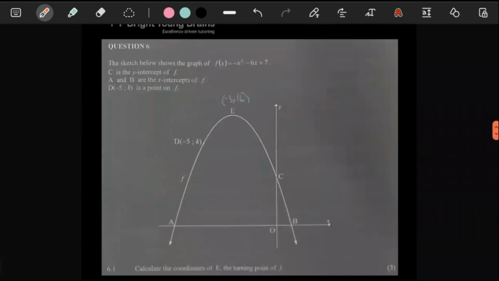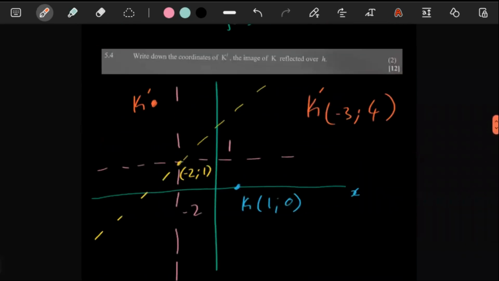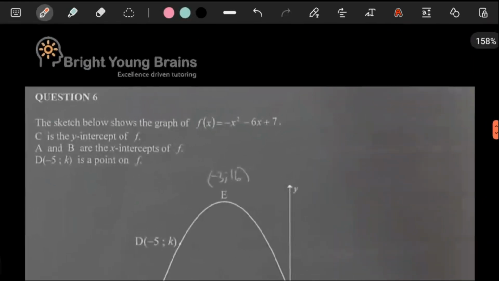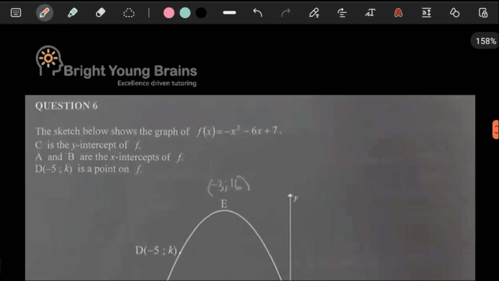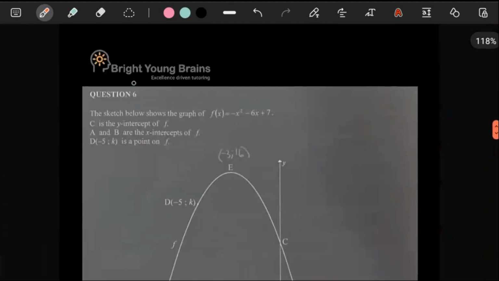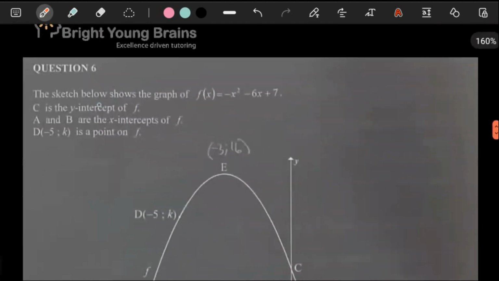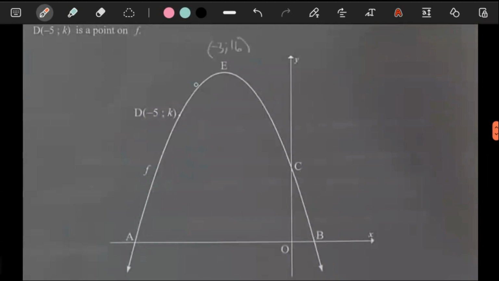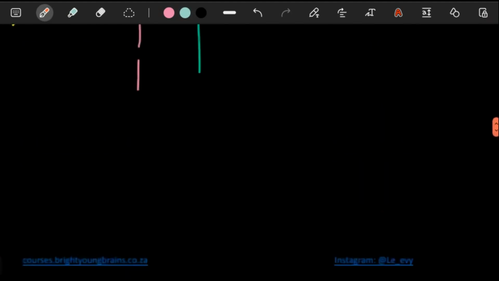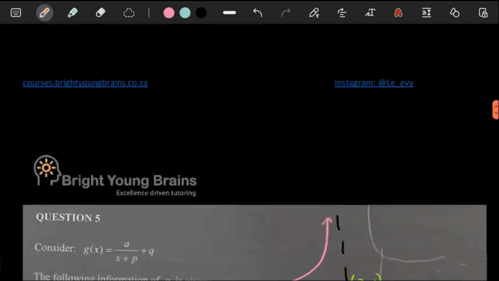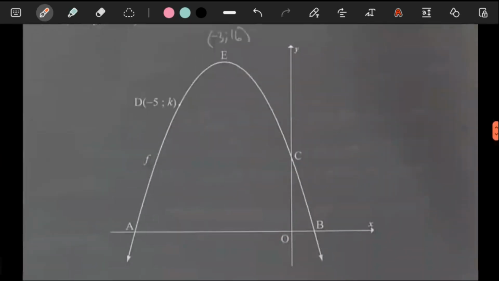With the next question, we are going to have another party. Okay, let us begin. What does it say here? Question 6 says the sketch below shows the graph of f of x. It's a negative hyperbola. No, parabola, my guy. We just dealt with the hyperbola right here. Actually, Mr. being extra, it's just a parabola.